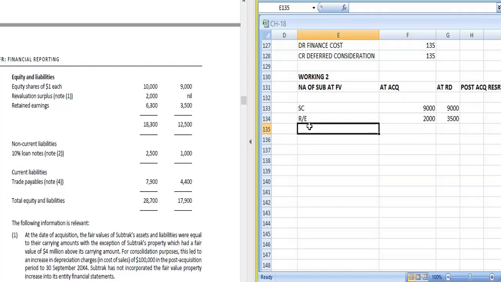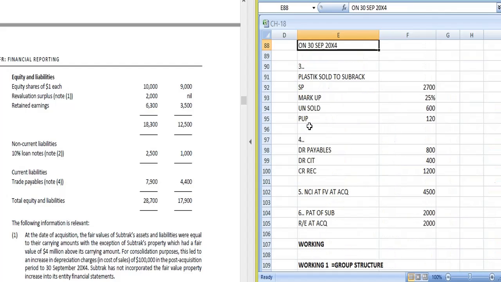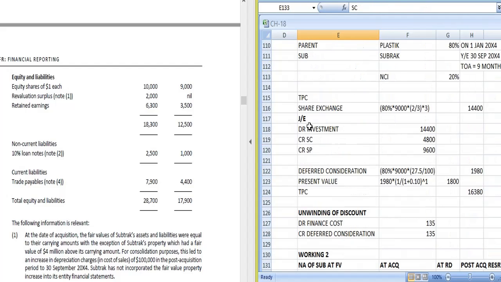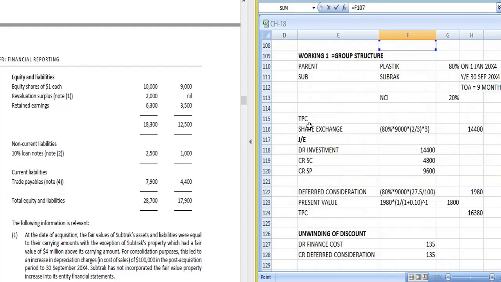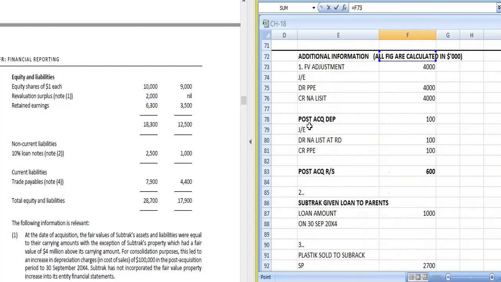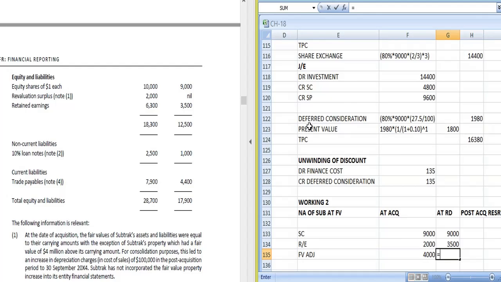In case the subsidiary sold goods to the parent, in that case we need to subtract PUP from the working 2. But here the parent is selling to the subsidiary, so PUP will be subtracted from the working 5. So next, fair value adjustment, which is in the additional information. The amount is 4000, and it will be the same on reporting date as well.